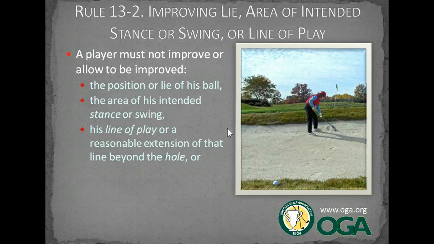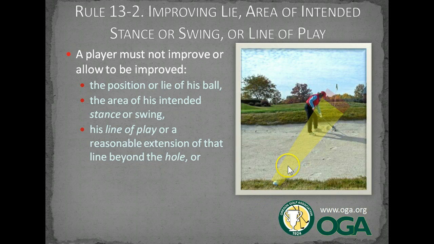The line of play or a reasonable extension of that line beyond the hole. So let me lay out what's going on here. This ball is this player's ball, or it could be another player's ball, and the line of play is where you want your ball to go, where you wish it to go, and a reasonable extension on either side. So that's why we see this kind of pyramid or branched out.